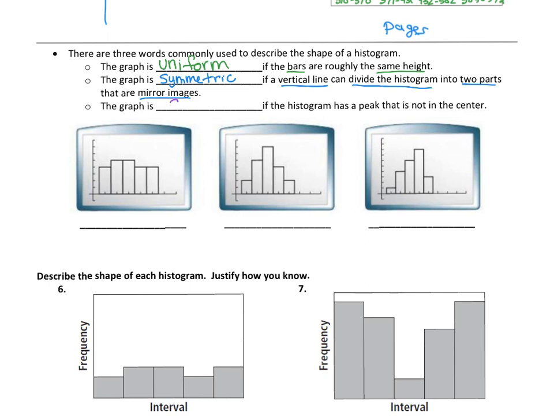And then a graph is skew if the histogram has a peak that is not in the center. So, for example, this first graph would be considered uniform because all the bars are relatively the same height. Our second one would be symmetric because if I drew a vertical line right about here, the two halves are roughly equal. And then our last one would be an example of skew, where our peak is not really in the center. It's off to either the right side or the left side.